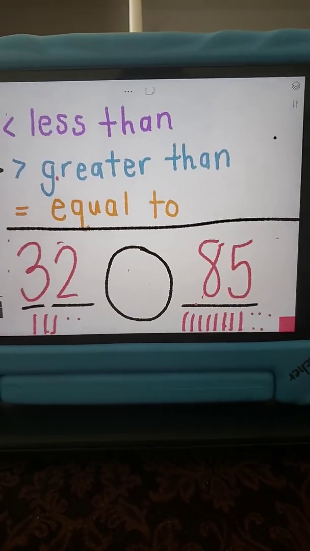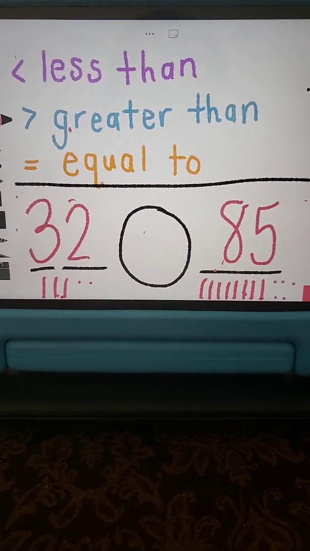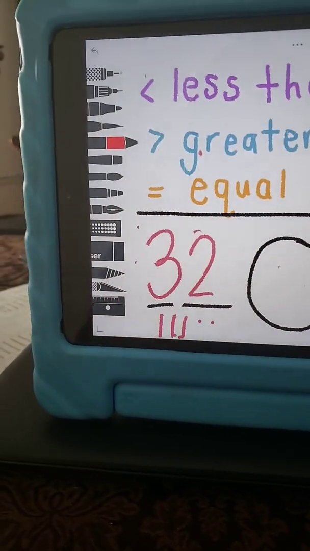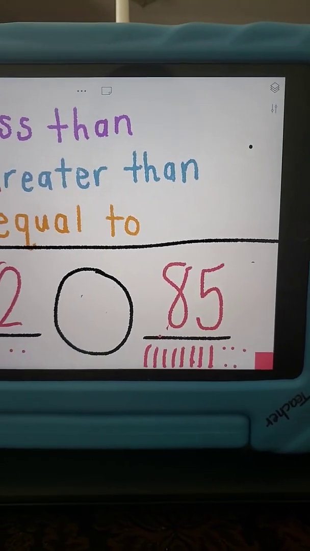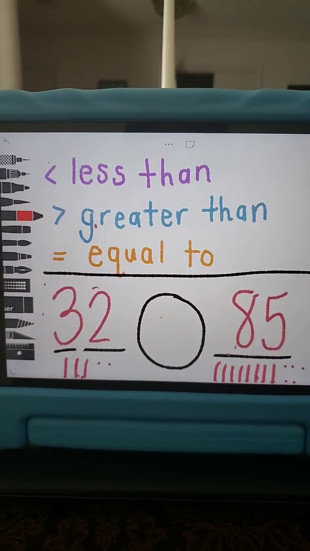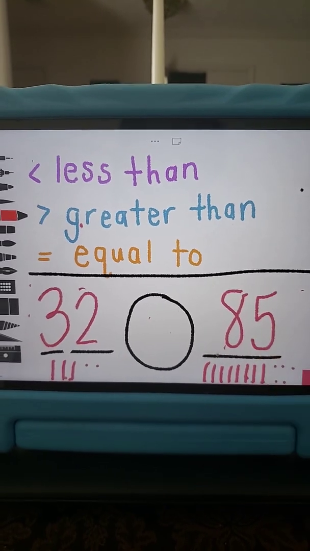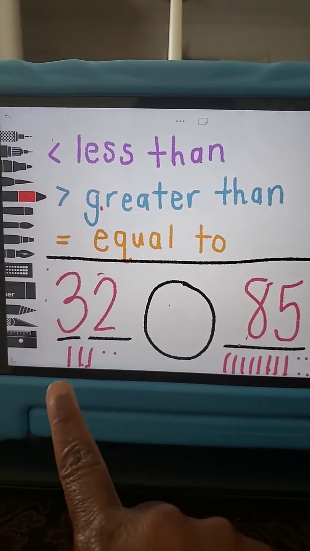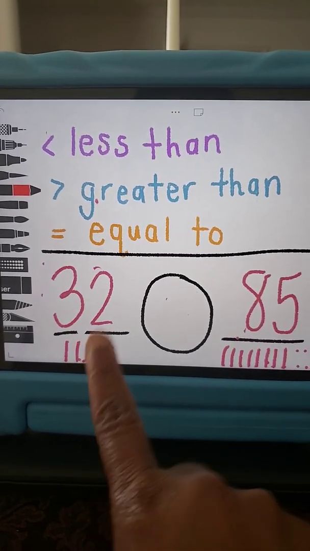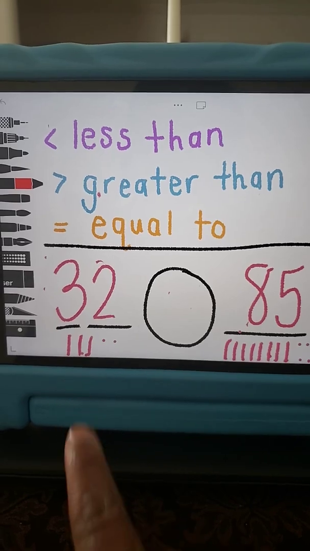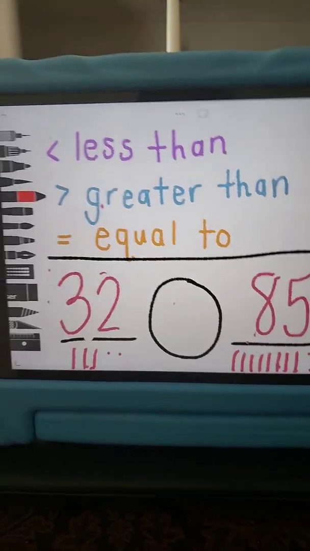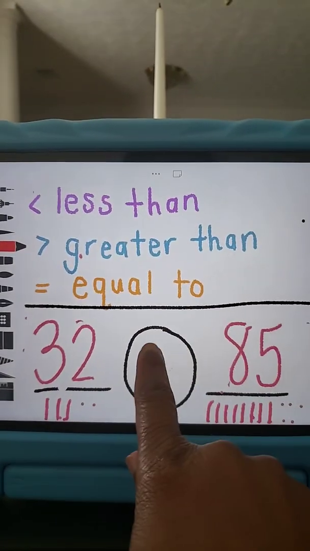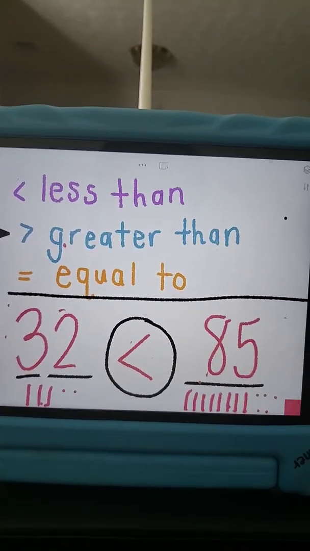All right, boys and girls, just by looking, which number is the biggest number? 32, 85. Yep, it is 85. That alligator is wanting to eat all of that 85 for a big time snack because I can just look and see there are more 10s in the 85 than there are in the 32. So the alligator's mouth needs to be open towards the 85. So I'm going to draw it to make sure its mouth is open towards the 85.